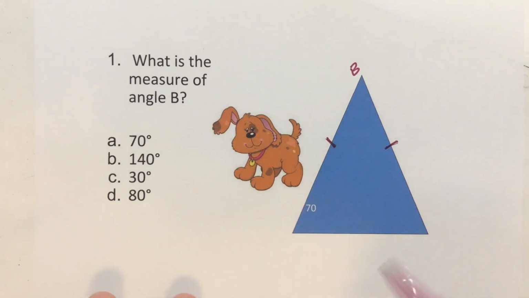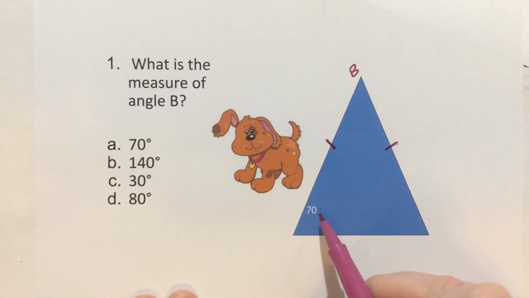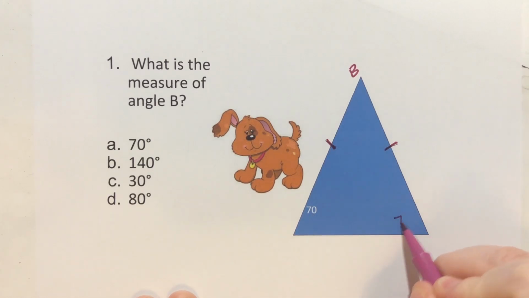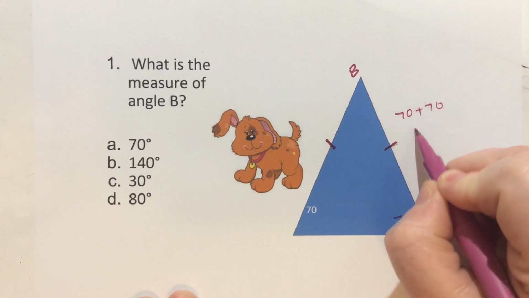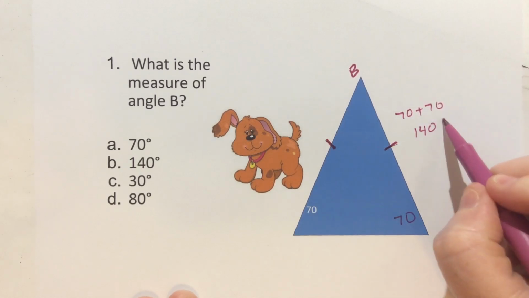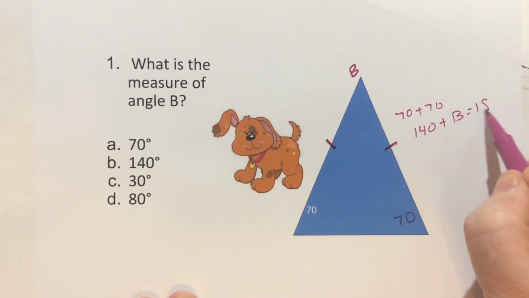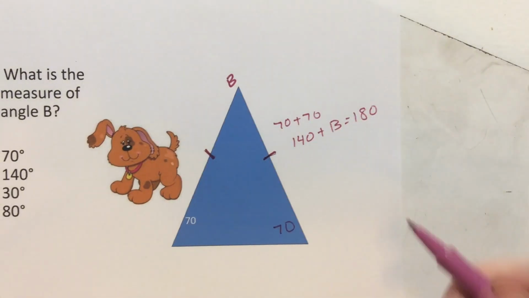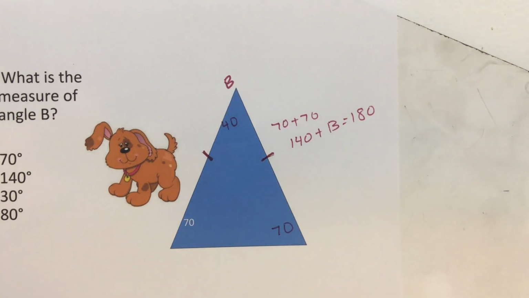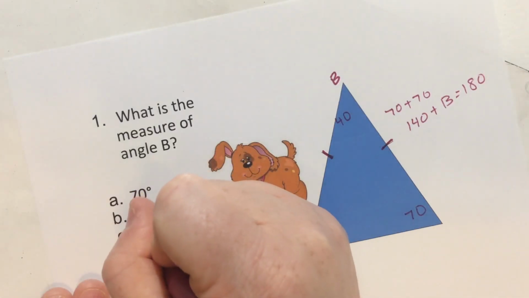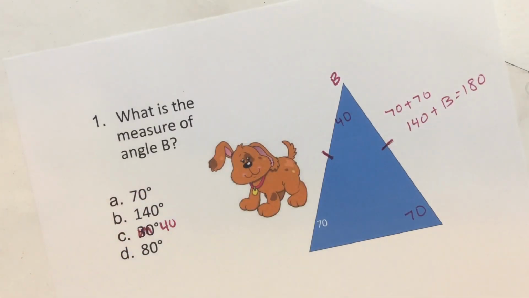All right, so on this problem, what I would do is I know if this is 70, then this is also 70. So 70 plus 70 is 140. 140 plus what is 180? I'm so sorry, I'm off the screen. It would be 40 degrees. Uh-oh, there's not a right answer on there. All right, so I will fix it, but your answer choices. I'll make that one say 40, okay? So sorry.